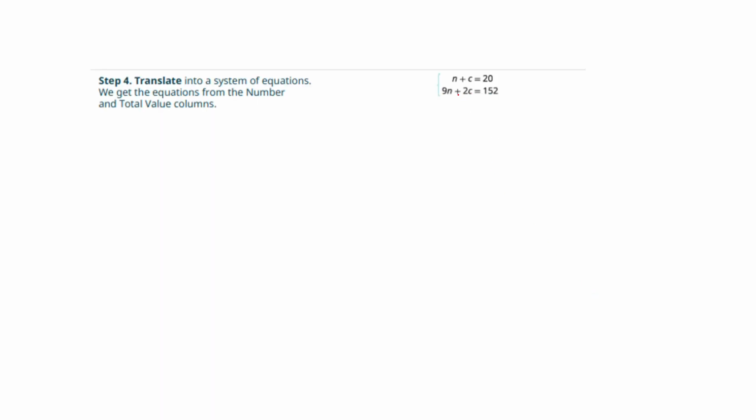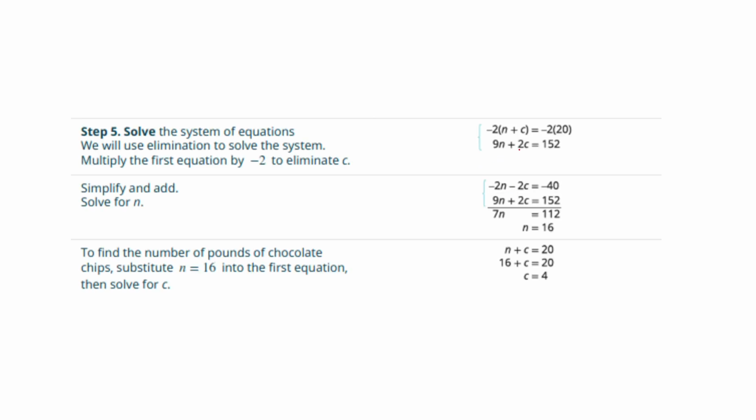Now, I would do this by elimination. Probably run a -2 through there. Yeah, that's what they did. Solve this. We get down n is 16, c is 4.